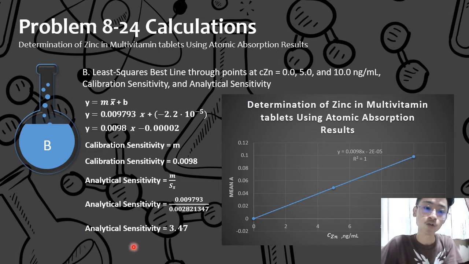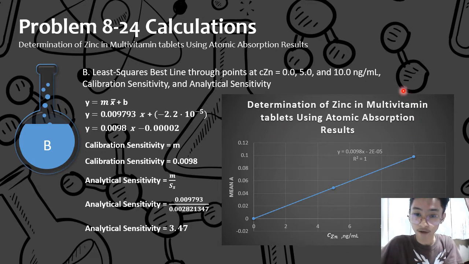Now we will use the values of the slope and the intercept to get the least squares equation. Now we arrived at the least squares equation of y equal to 0.0098x minus 0.00002. The calibration sensitivity is equal to the slope, which is 0.0098. The analytical sensitivity would be equal to the slope divided by the standard deviation of the measurement. So we arrive at the analytical sensitivity of 3.47.